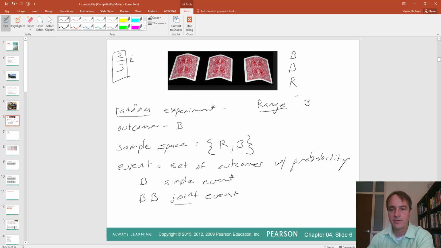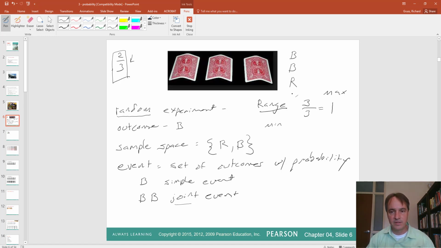So if I were to put in 3, and I were to say, what's the probability of drawing a black card? Then you could say, well, that's 3 out of 3, which is equal to 1. Okay, so this is going to be the maximum value of probability. Probability can only go up to 1.